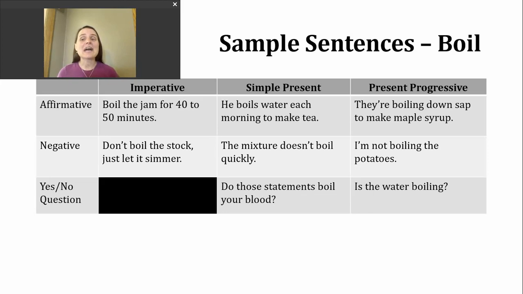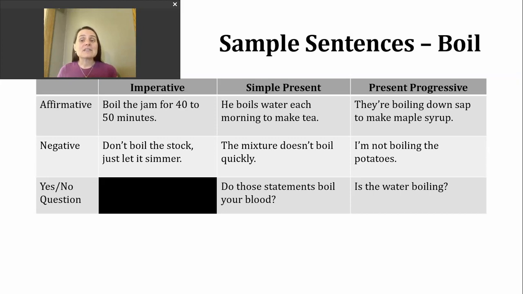They're boiling down sap to make maple syrup. So again, this goes back to the meaning of reducing something. So the process of making maple syrup, it's liquid that comes from trees, and it has to be cooked for a very long time. And you start off with a lot of it, and it eventually thickens, but the quantity is reduced from what you started with.